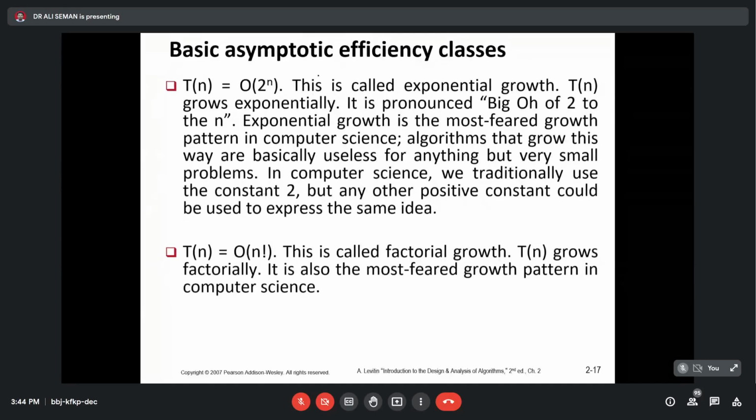But any other positive constant could be used to express the same idea. And finally, T of n equal to big O of n factorial. This is called factorial growth. T of n grows factorially. It is also the most feared algorithm pattern in computer science.